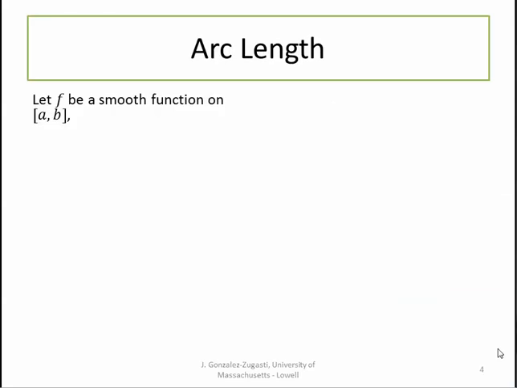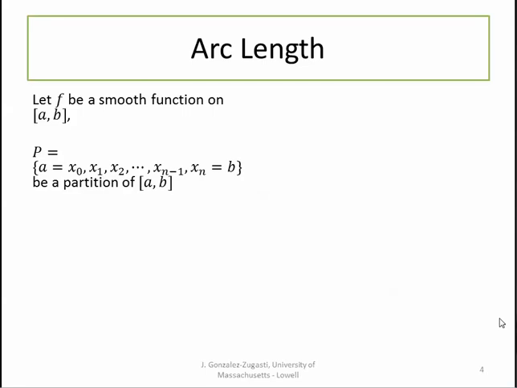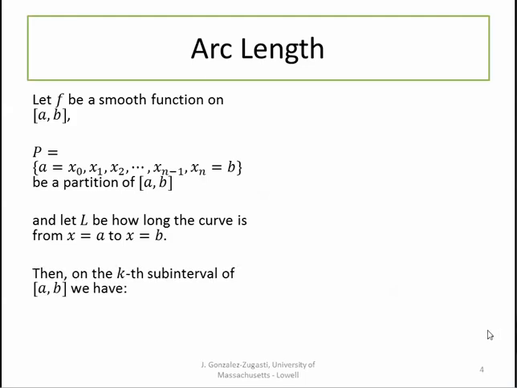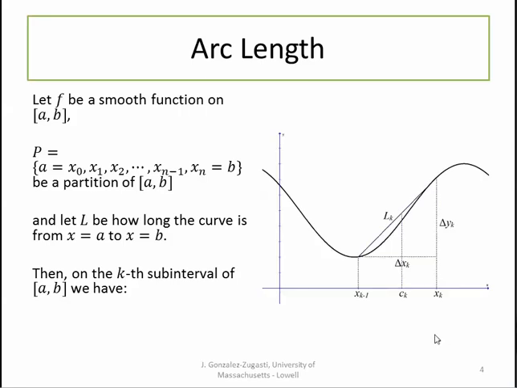All right, so let's figure out arc length. Let f be a smooth function on an interval [a, b], and let P be a partition of that interval [a, b]. Also, let L be how long the curve is from x equals a to x equals b. So now if we look at a kth subinterval of [a, b], here's what we have.